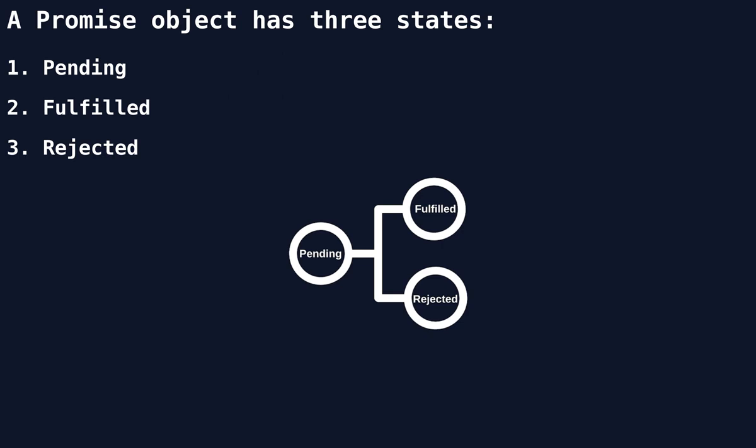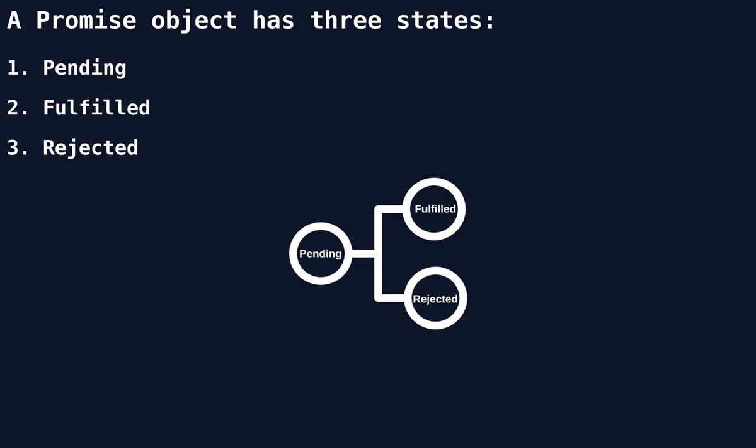Fulfilled. When the asynchronous operation completes successfully, the promise object is in the fulfilled state. It means that the result of the asynchronous operation is available. It is also called the resolved state. To change the state of a promise object from pending to fulfilled, we need to call the resolve function with the result.